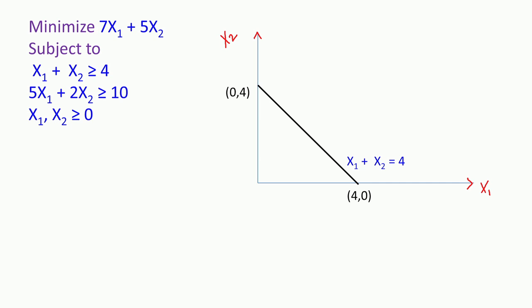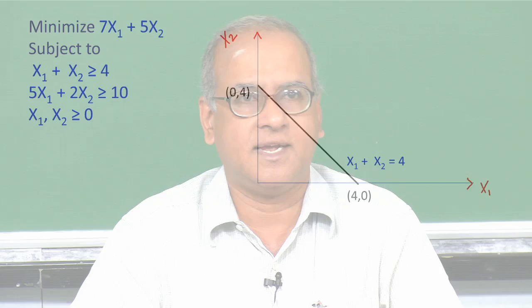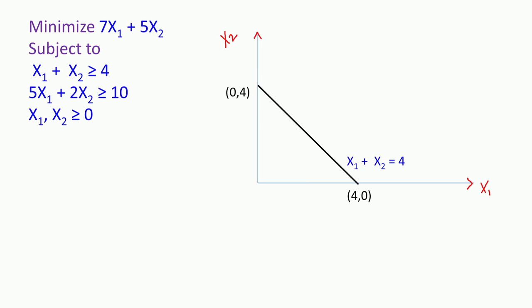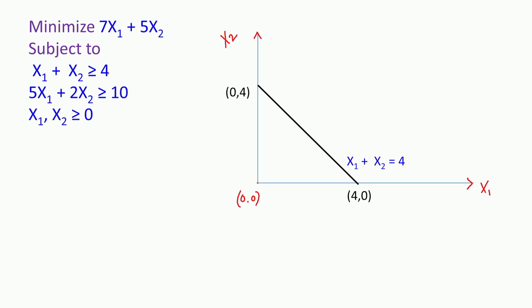Now this line divides the graph into two regions, one of which is less than 4 and the other is greater than 4. To find out which one it is, we look at a convenient point, which is the origin. We check whether 0 comma 0 satisfies x1 plus x2 greater than or equal to 4 or not. When we substitute 0 comma 0 into the left hand side of this inequality, we realize the left hand side value is 0, and therefore it does not satisfy the inequality.